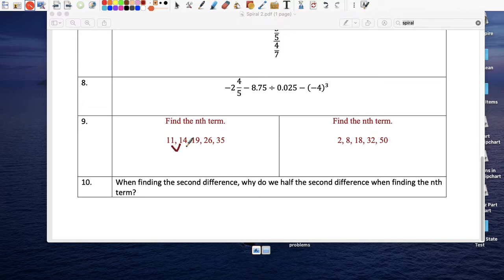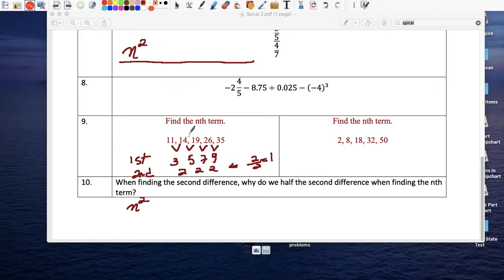So first difference, what is this? 3, 5, 7, 9, which is not linear. So we take the second difference. It's 2 plus 2 plus 2. What do we do with that 2? 2 divided by 2 equals 1. And we know it's an n squared sequence. So I know my answer is already that much.